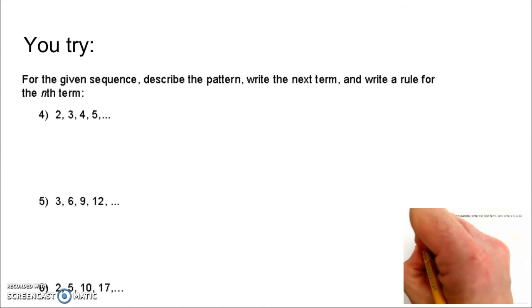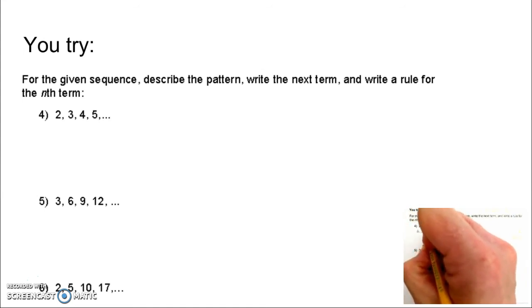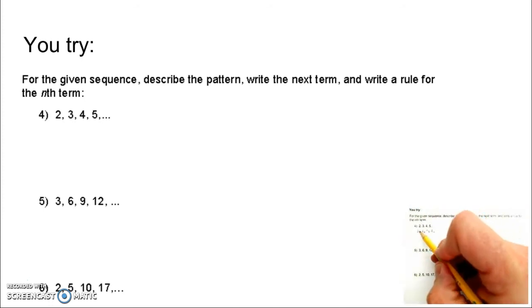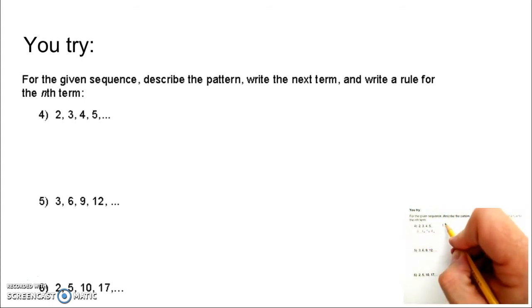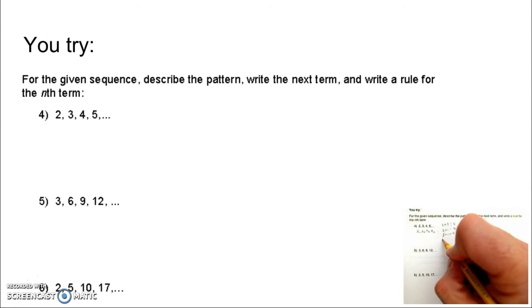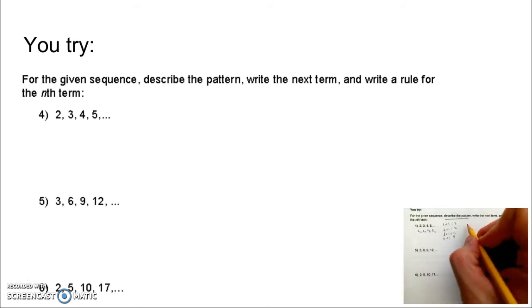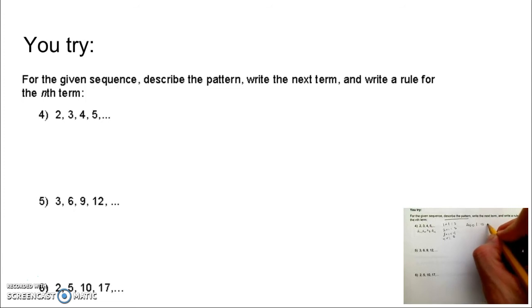So if this is a sub 1, a sub 2, a sub 3, a sub 4, if I started with 1, what did I do to 1 to get to 2? 1 plus 1. If I started with 2, what did I do to that to get to 3? 2 plus 1 made 3. 3 plus 1 is 4. And 4 plus 1 is 5. So, what's my next term? To describe the pattern, I'll say add 1 to the term number.